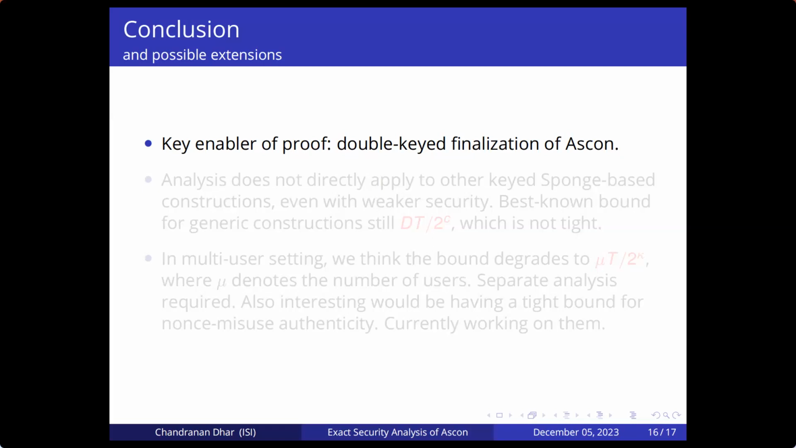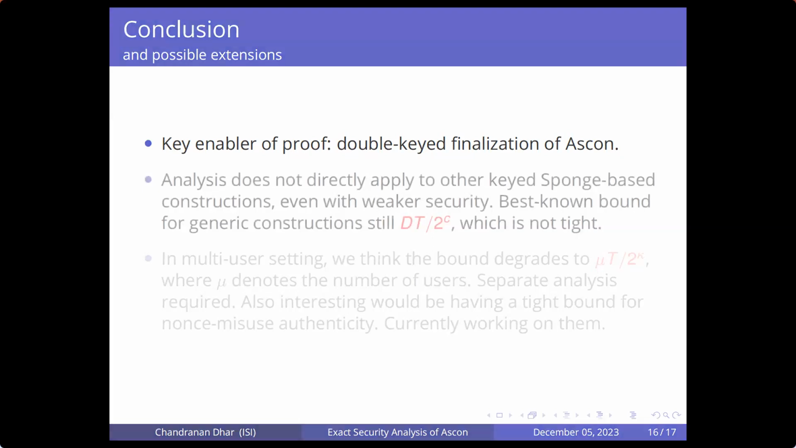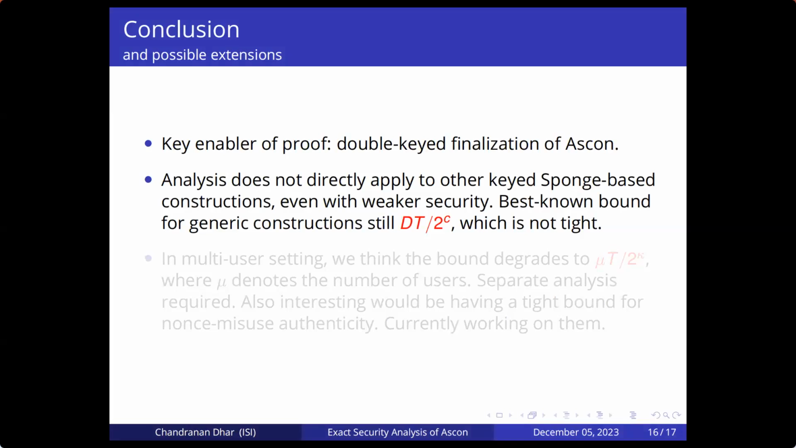It is because of this design tweak that we have our result. Another thing is that the analysis does not directly apply to other key response based constructions, even with weaker security. The best known bound for generic duplex type constructions is still dt by 2 to the 6, and there is still no attack of this order. So this bound is not tight, and this is ongoing work.